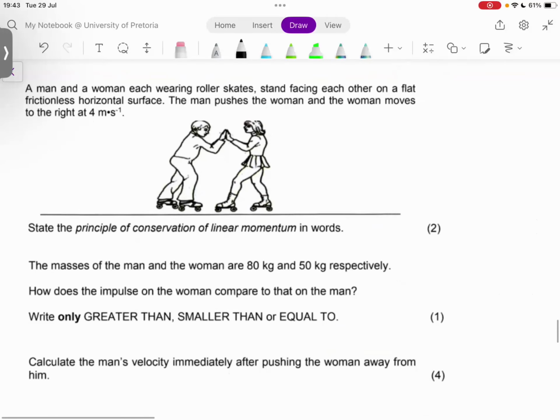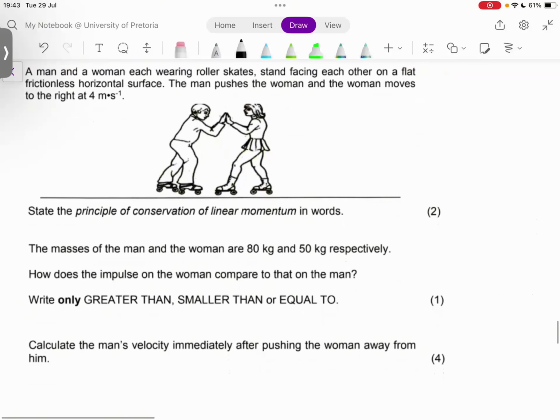For this question, it reads as follows. A man and a woman, each wearing roller skates, stand facing each other on a flat, frictionless, horizontal surface. The man pushes the woman, and the woman moves to the right at 4 meters per second. The first question asks us to state the principle of conservation of linear momentum. That would be the total linear momentum of an isolated system remains constant.